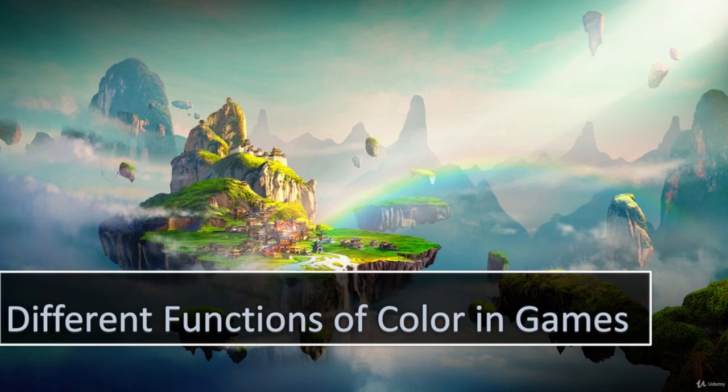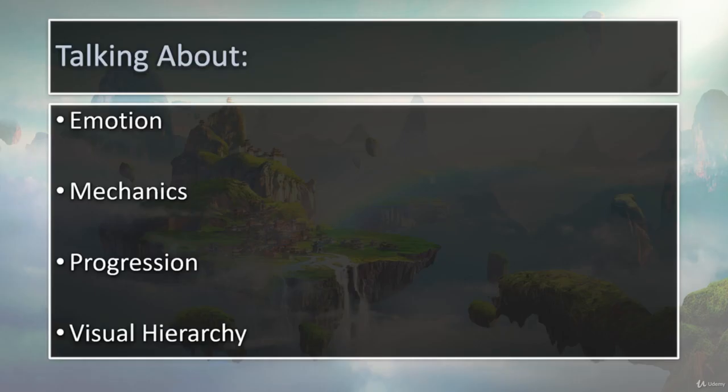I'm then going to be talking about colors as identifiers, so the different types of colors that are used along with glyphs and neutrals and the layouts that tie everything together. But before we get a little bit ahead of that, let's see how color affects games. So in this little lecture, I'm going to be talking about emotion, mechanics, progression, and visual hierarchy.